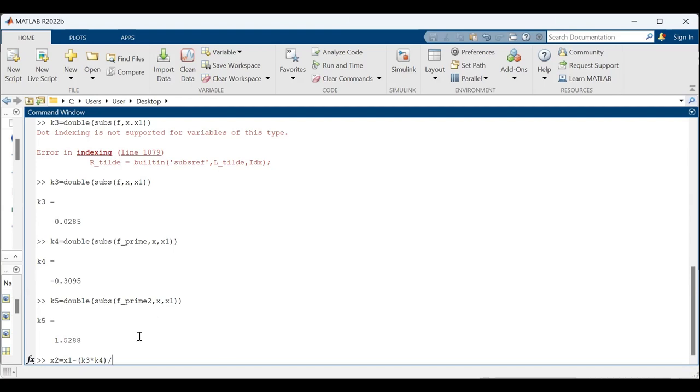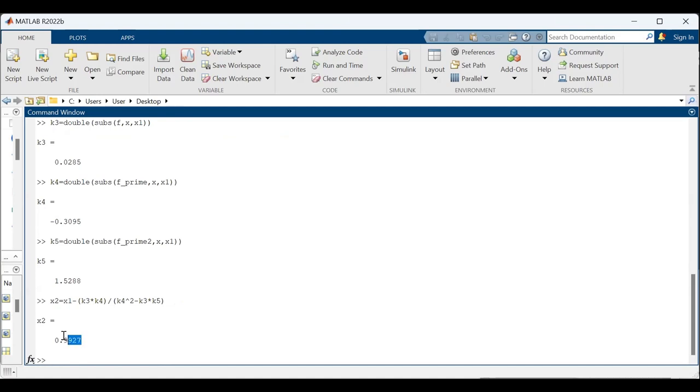divided by, okay, again, in the denominator, I need to have f prime of x1 squared, and I call this K4, right? So I need to have K4 squared, so the power 2, minus, okay, and then here I need to have a product of K3, which is f of x1, and the second derivative of x1. So it's K3 times K5. Okay, so this will be my x2.